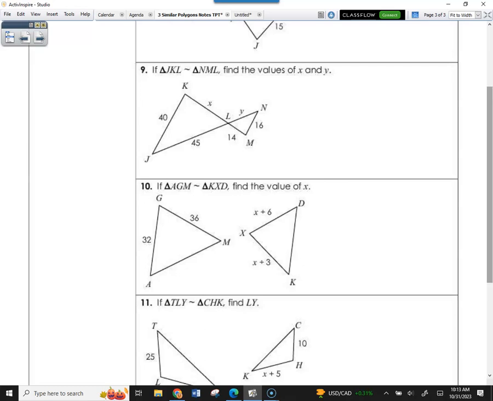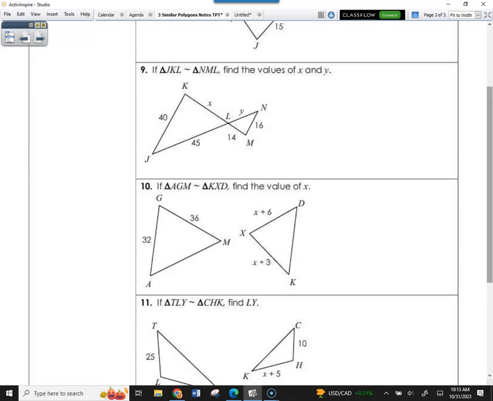We have a binomial instead of just a plain X. The only thing that changes is after you set up your proportion, you need to put parentheses around it. When you go to cross multiply, you will end up doing what? Starts with a D. Distributing.